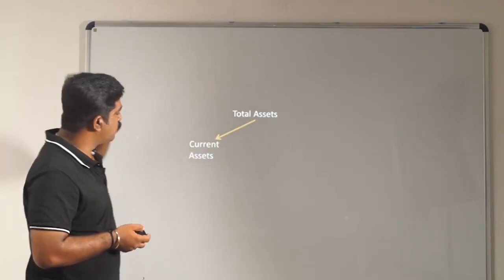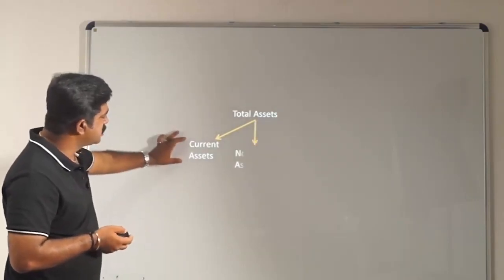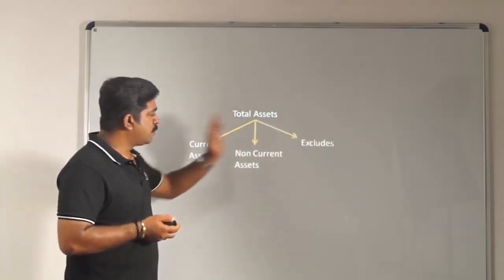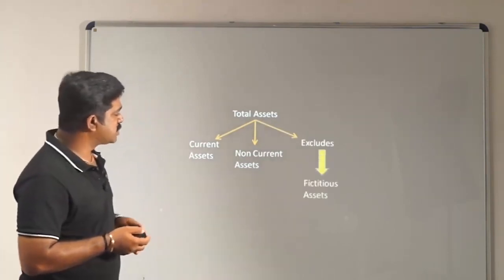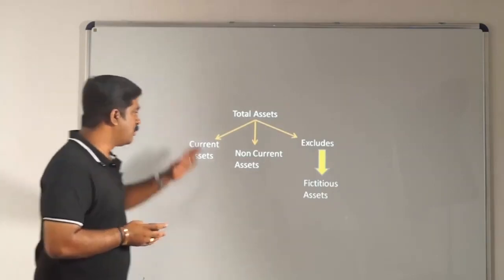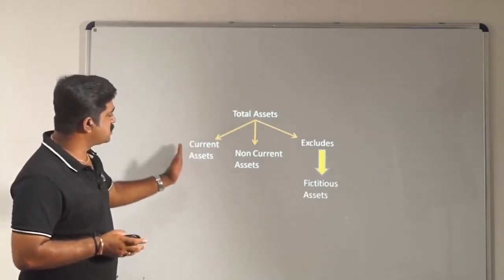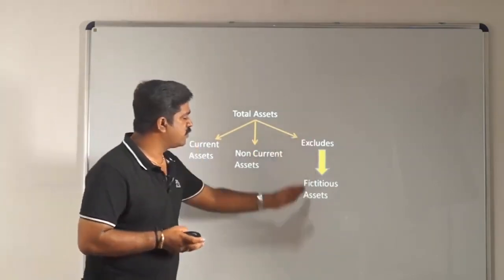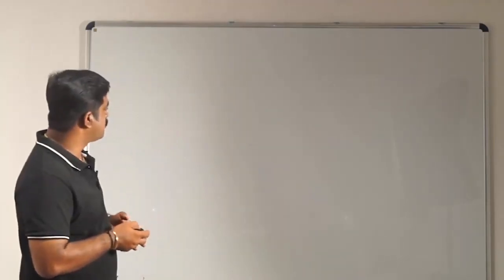But first of all, what is total asset? We'll take current assets, we'll add non-current assets, but what we have to ensure is we are excluding the fictitious assets. So 3 different types of profits are available, but total assets is basically current assets plus non-current assets, and we have to exclude fictitious assets.